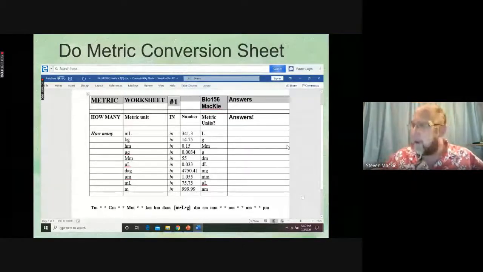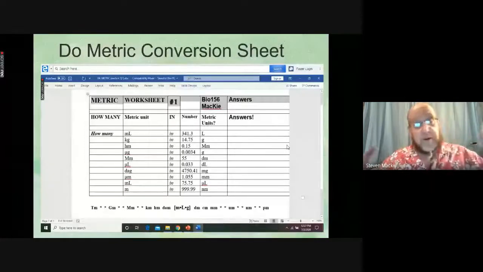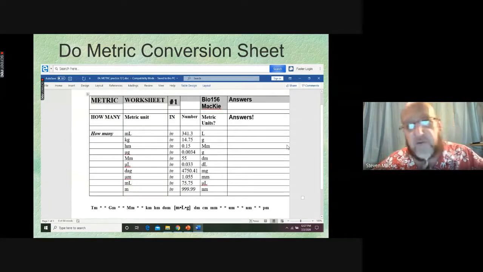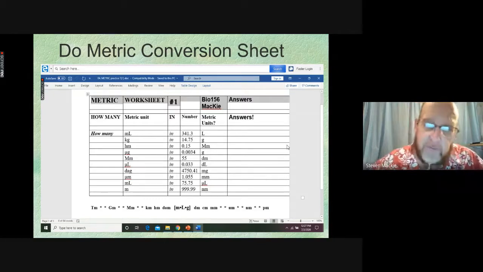When you do this worksheet, you're either going to discover when you look at the key that you did it perfectly, or you're going to discover that you moved the decimal place to the left but you were supposed to move it to the right, or you moved it to the right and you were supposed to move it to the left. That's the kind of mistake you make on a sheet like this.